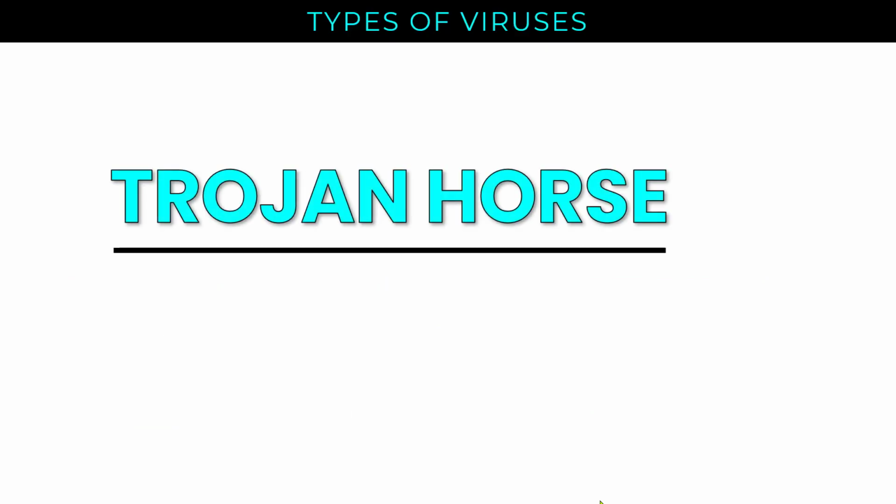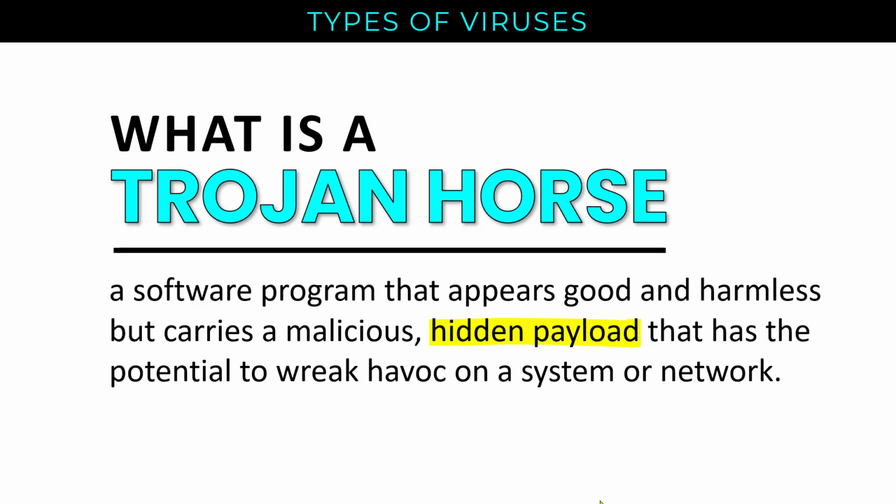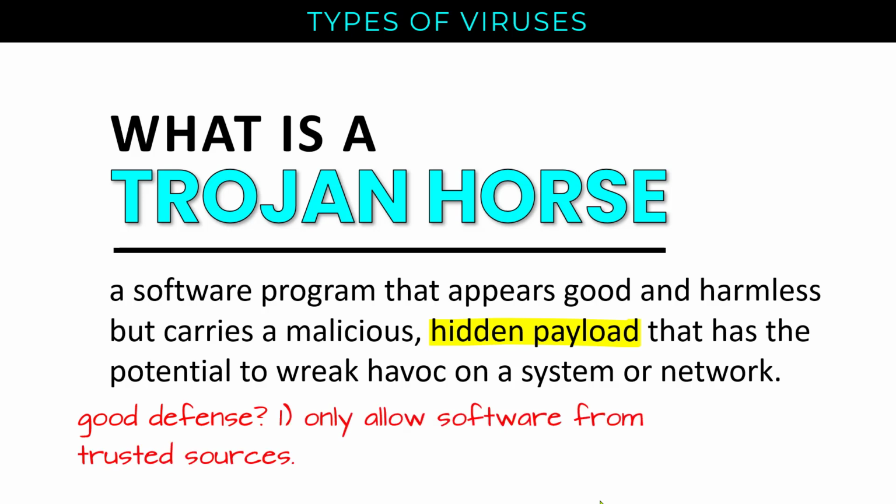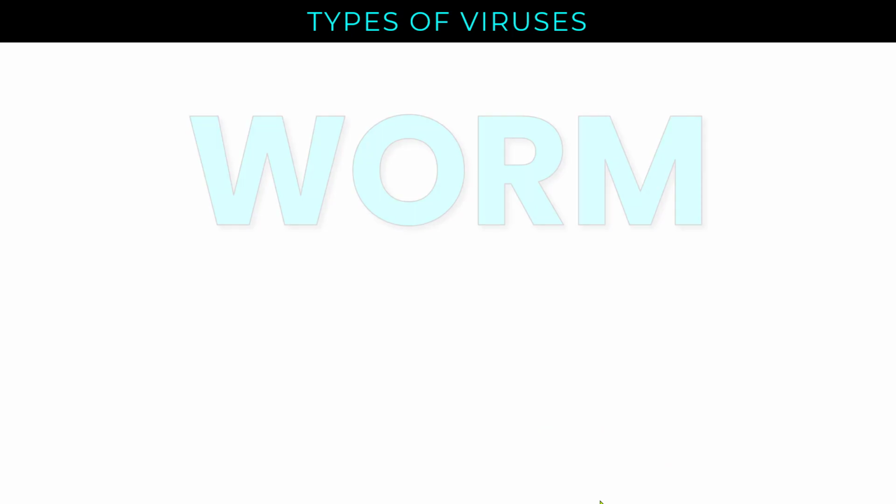So let's talk about a Trojan horse. That's a software program that appears good and harmless, but it carries a malicious hidden payload that has the potential to wreak havoc on a system. So hidden payload is the key there. A good defense here: allow only software from trusted sources. Don't let your end users install software. All very possible with the Microsoft 365 stack. If we use Microsoft Intune, that is one element of preventing unwanted software from being installed on our system, so we can manage a little more for our users.